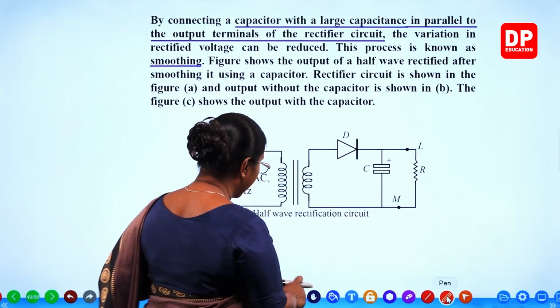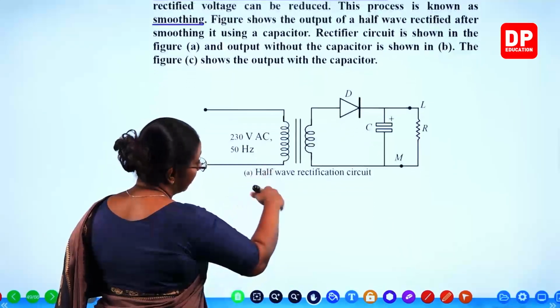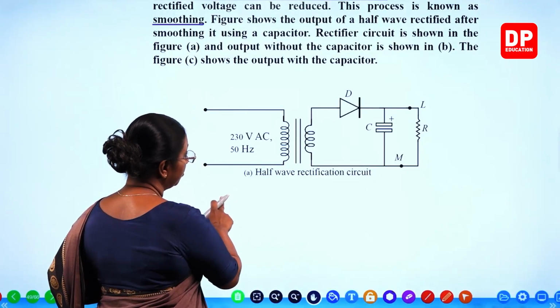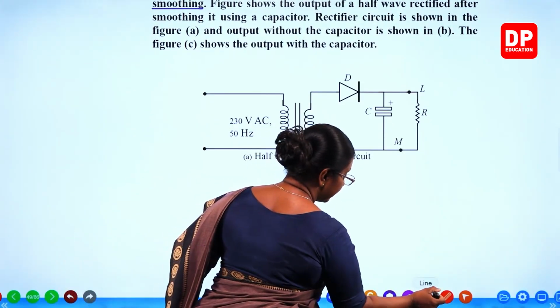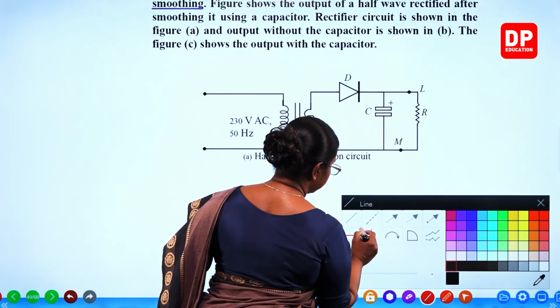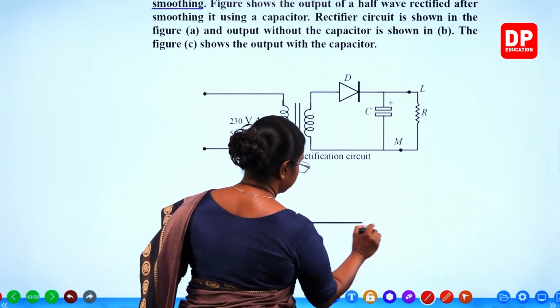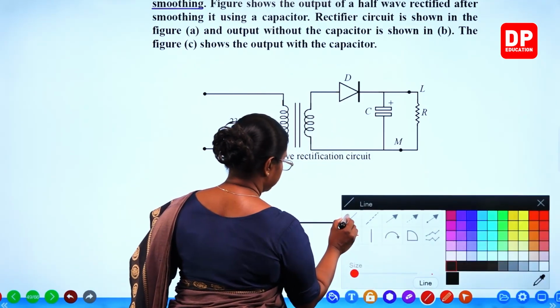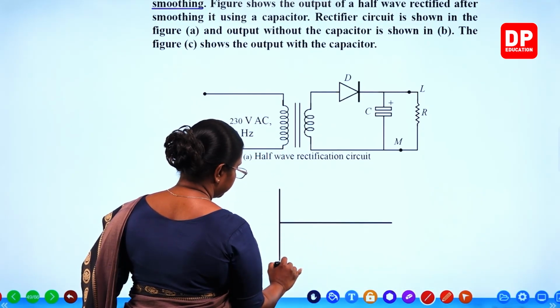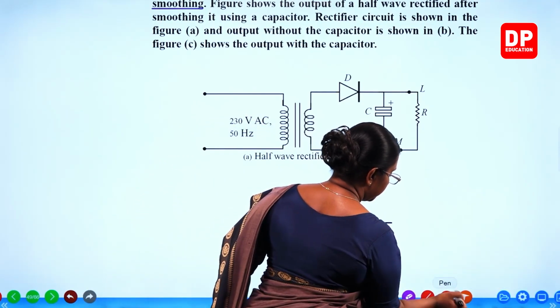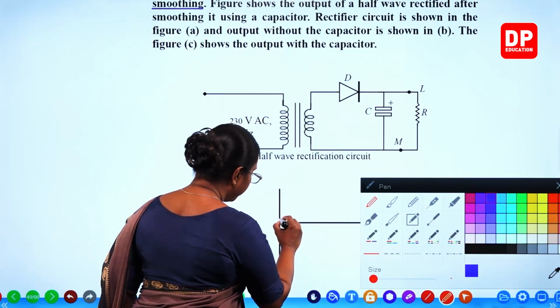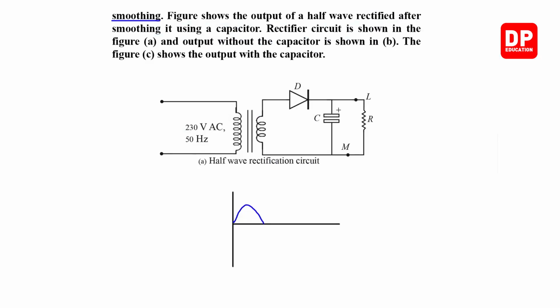I will explain that using a graph. We will have to draw the graph again also, but for now, for you all to understand, so this is how we got the graph, no? Half wave rectification.